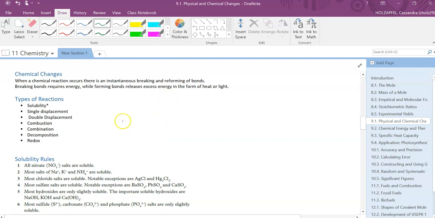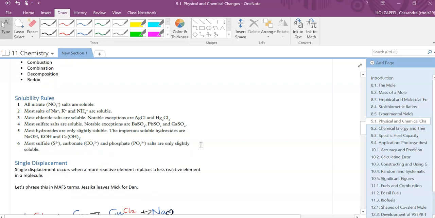Different types of reaction have different levels of energy associated with them. I just quickly want to jump through the different kinds of reactions. Now, solubility is not technically a reaction. It's technically a physical process, but these are all different kinds of reactions. So single and double displacement, combustion reactions, combination reactions, decomposition reactions, and very simple redox reactions we're going to quickly go through. All right, so solubility.